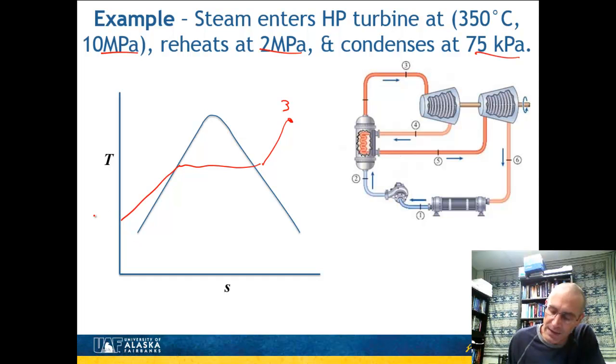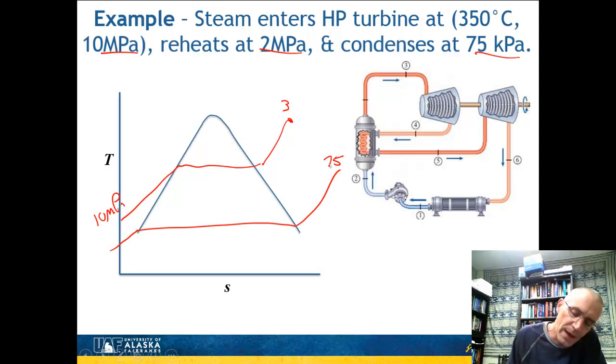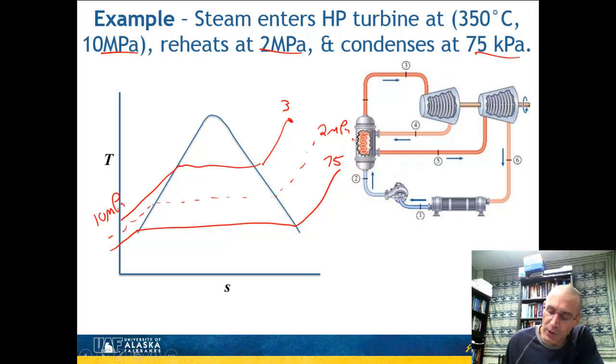There's my 10 megapascal line. I'm going to have a 75 kPa line, and then I've got my intermediate one. I'll just dash it in to make it clear. That's at 2 megapascals. Okay, so those are my 3 isobars.